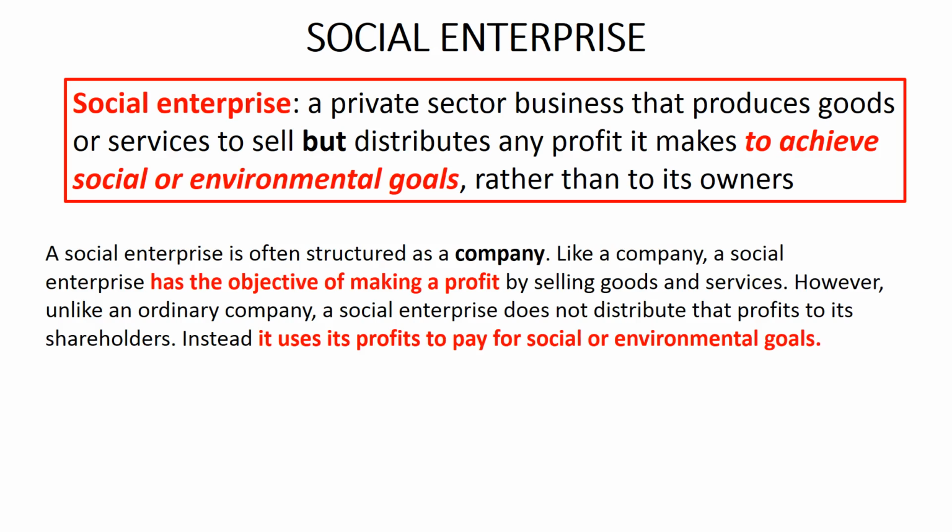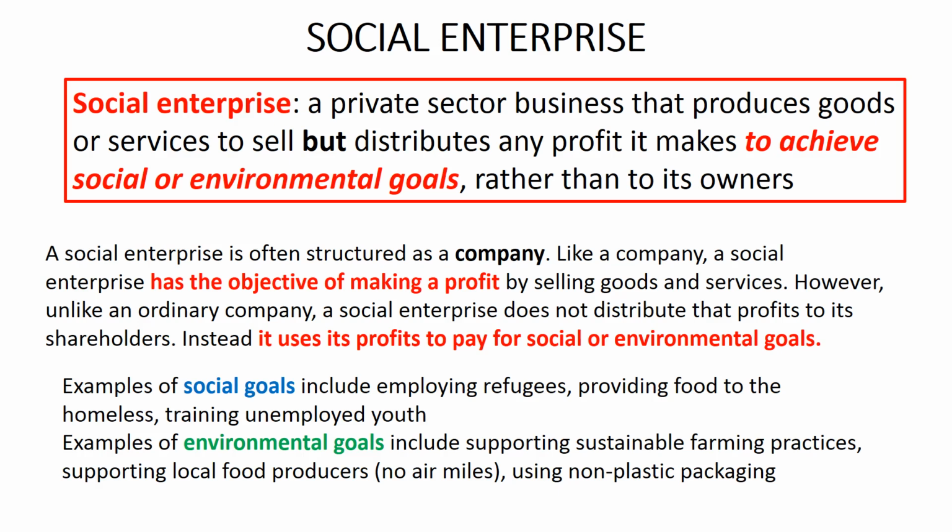That is, it has shareholders who own the company and a board of directors and management team who run the company. Like any other company, a social enterprise has the objective of making a profit by selling goods and services. Don't make the common mistake of saying that a social enterprise is not interested in making a profit. A social enterprise is most certainly interested in making a profit, but unlike an ordinary company, it does not distribute that profit to its shareholders. That is, it doesn't pay dividends to its shareholders. Instead, a social enterprise uses its profits to pay for social or environmental goals.